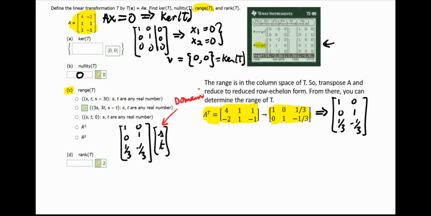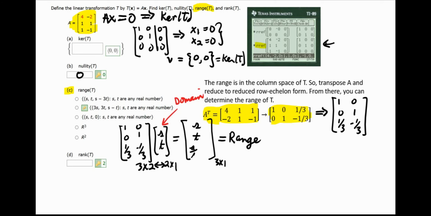Now notice that the matrix A is a 3 by 2, and this vector from the domain is a 2 by 1. Now that's going to give us a 3 by 1 matrix. This 3 by 1 matrix will be in the range. So we multiply row times column, so this gives us s. Then here we multiply, we get t, and then here we have s over 3 minus t over 3.